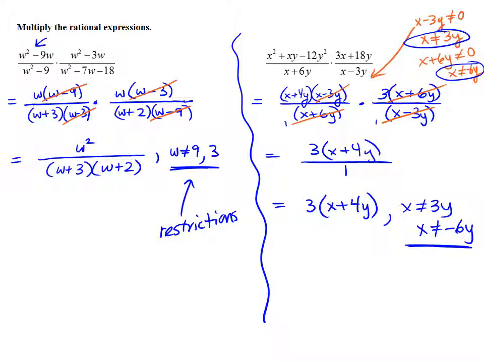Like I said, when we have two variables in the problem, I will generally not ask you to identify what the restrictions are. I'll just mainly concentrate on it when we have just a single variable. But this is how you do it if you have multiple variables.